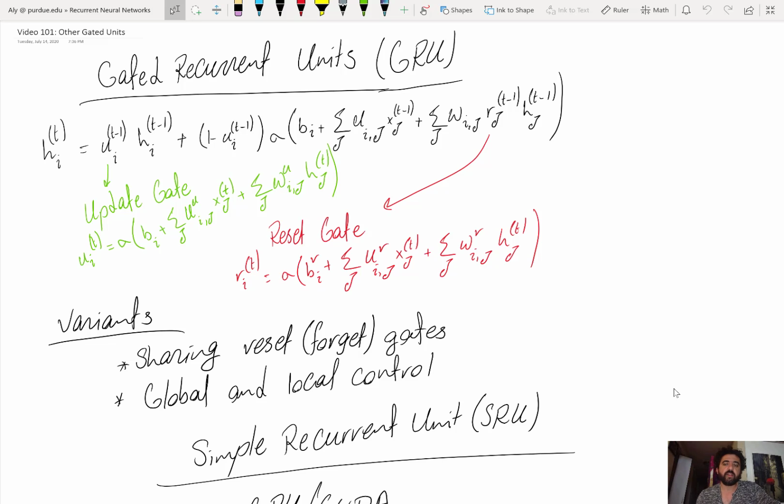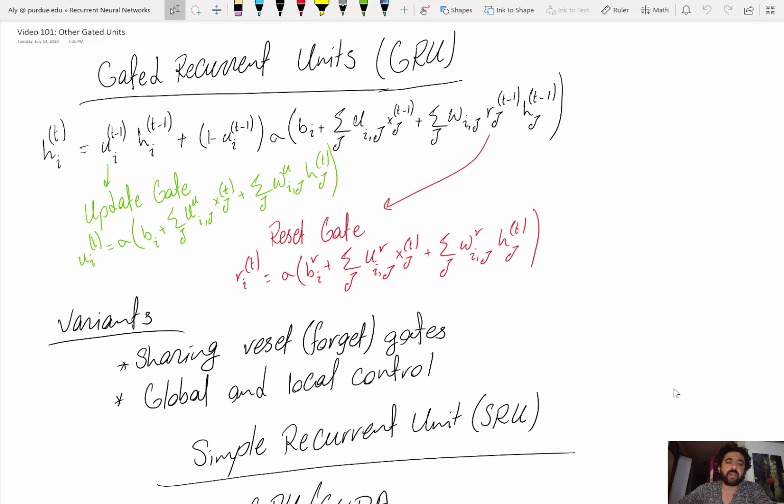Hi everyone. So in this video we discuss other versions of gated units other than the LSTM, and hopefully this discussion will help you gain insights about some of the important challenges when designing a gated unit. So the first is called the gated recurrent unit, and the abbreviation is GRU. A gated recurrent unit has an update gate and a reset gate.